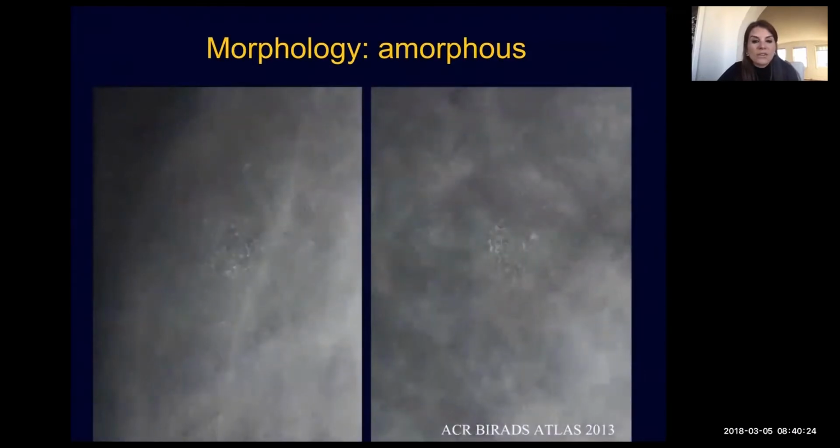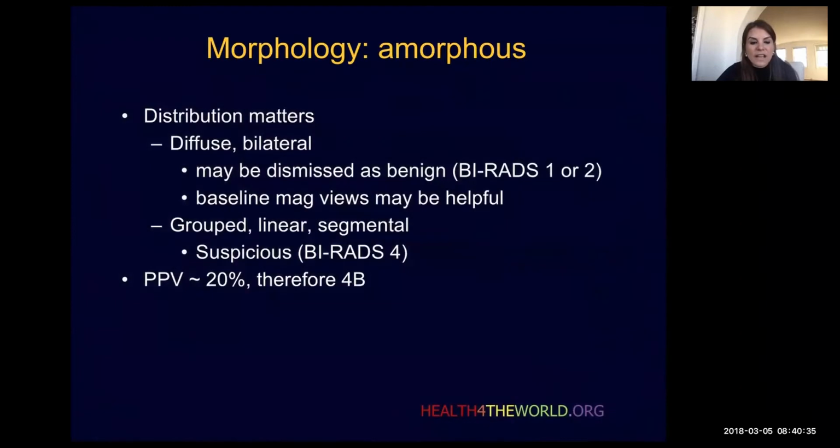So here's some nice examples of amorphous calcifications. Again, they're very hard to see, but here we see them. They're amorphous, they're fuzzy, and these are a BI-RADS 4. Again, diffuse or bilateral, they can be dismissed as benign, but grouped, linear, or segmental amorphous calcifications require biopsy. So again, just reinforcing that we always need to look at both our morphology and distribution together, and not just look at morphology or just distribution, because the information from both is what gets us to our appropriate assessment.